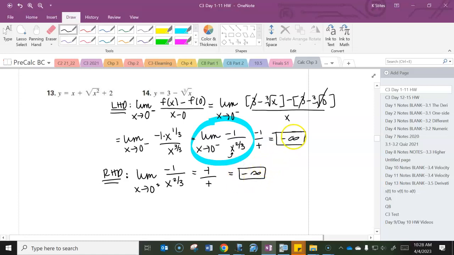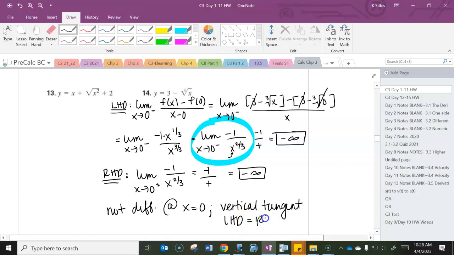And because these are both a negative infinity, we're going to say not differentiable at x equals 0, and it's because we have a vertical tangent. And that's because the left-hand derivative and the right-hand derivative are both negative infinity.